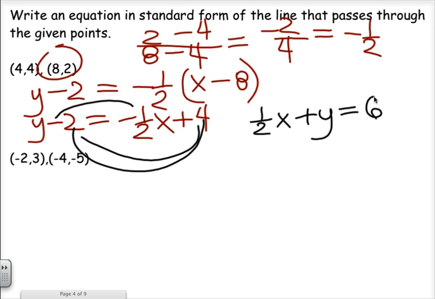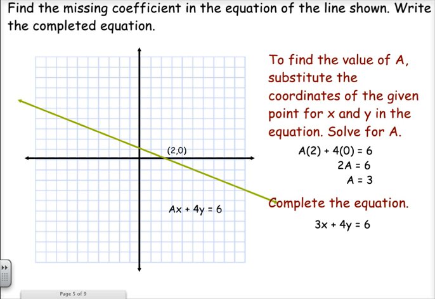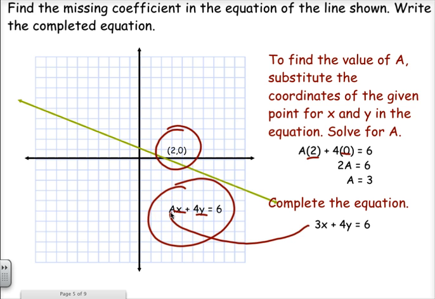And this problem here, I think you'll probably choose to do that one in class, just to make sure it makes sense. Find the missing coefficient in the equation of the line shown. Write the completed equation. Okay, so all we're going to do is take this point here and start plugging it in. We got an x value, we got a y value. This is the equation, and we're trying to figure out the value of a. So when we plug in 2 there and 0 there in the equation, we end up with a is equal to 3. So 3 is going to be the value that goes right there, because that's what a was.